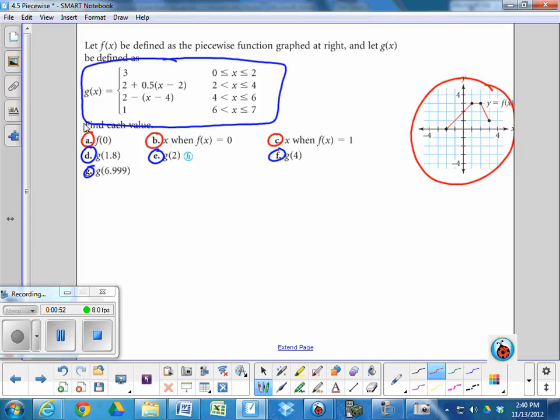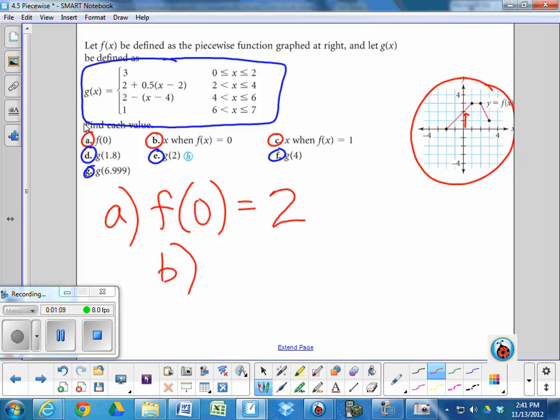A basically means find f of 0. What that means is when x is 0, what's y? 2. B, find x when you know y is 0. What's x? Negative 2. So for this one, when y is 0, x is negative 2.